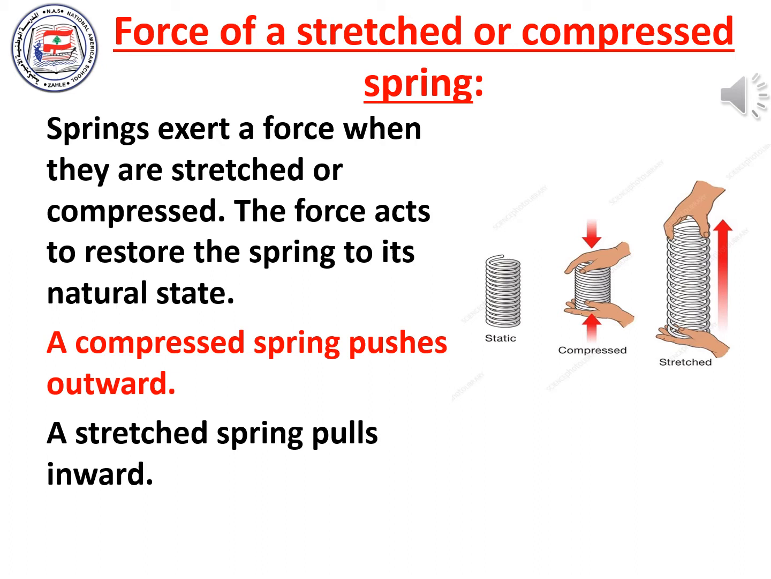As you can see in the figure in front of you, to the left we have a spring that is static. It is not compressed nor stretched, so this spring doesn't exert any force. The compressed spring pushes outwards, which is the spring in the middle of the figure, and to the right of the figure we can see a stretched spring which pulls inwards. This force is exerted to restore the spring to its natural state, which is the static state.